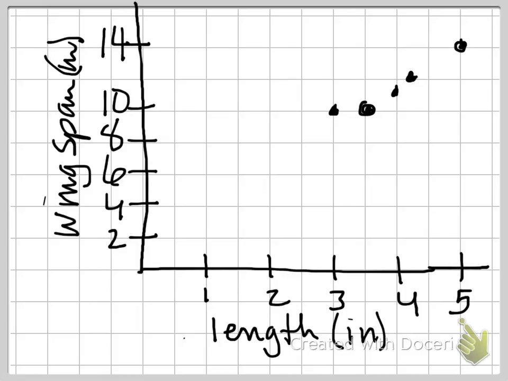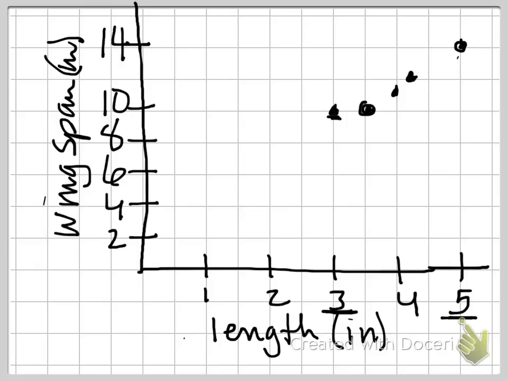So it doesn't happen exactly proportionately, but there is something happening, and many of you were able to figure out that when the length of the bat increased, so for example, this bat's length is 3, this bat's length is 5, the length of the wingspan increased. So the 3-inch bat had a wingspan of 10, the 5-inch bat had a wingspan of 14. So each one was increasing.